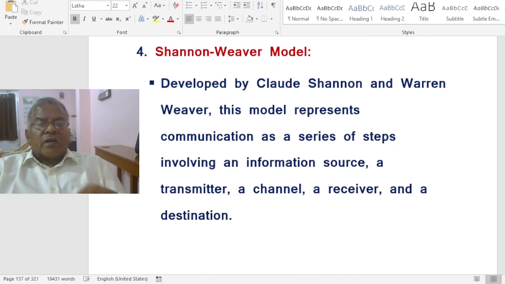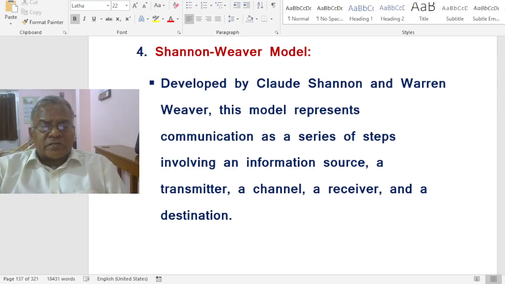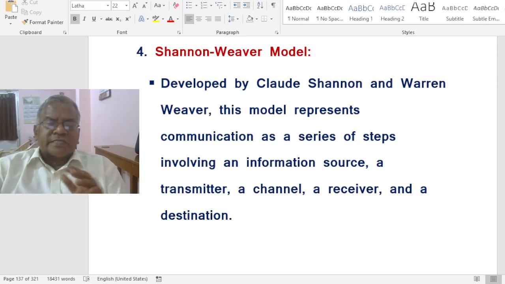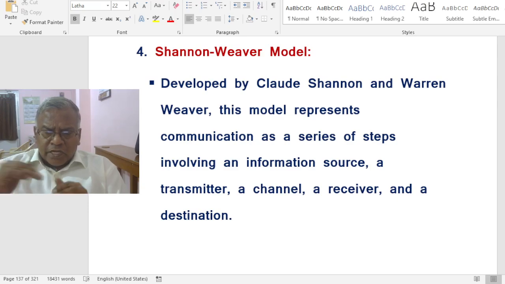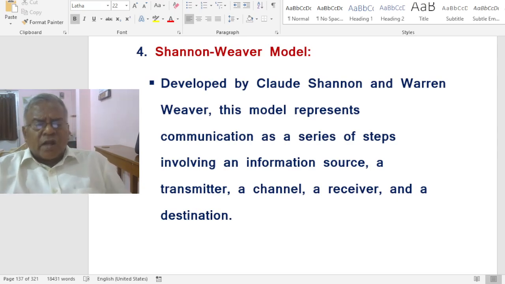Shannon-Weaver model of communication. It was developed by Claude Shannon and Warren Weaver. This model represents communication as a series of steps involving an information source, a transmitter, a channel, a receiver and a destination. So this is called the Shannon-Weaver model.